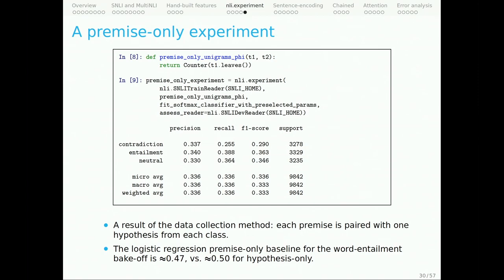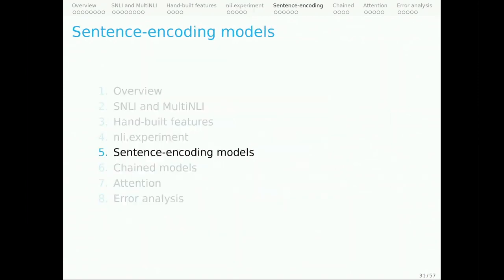Okay, so that's a recap with a little bit of new information. And then the final thing I wanted to do was move into the neural realm, because I think there are exciting models that are specific to NLI that we can discuss.